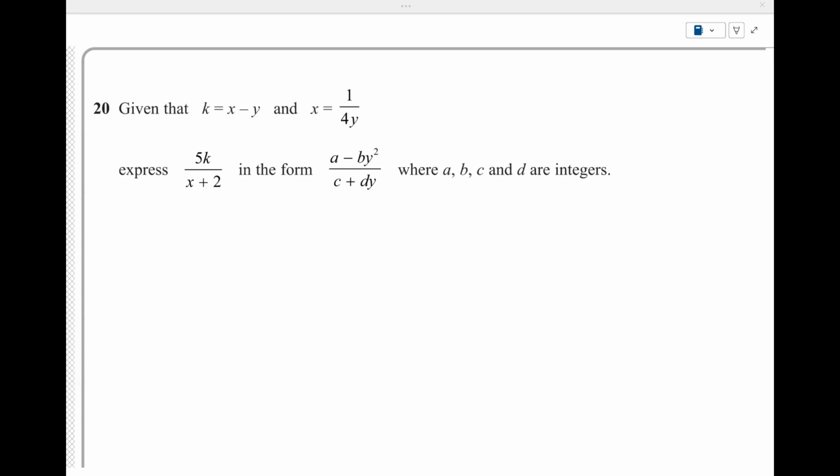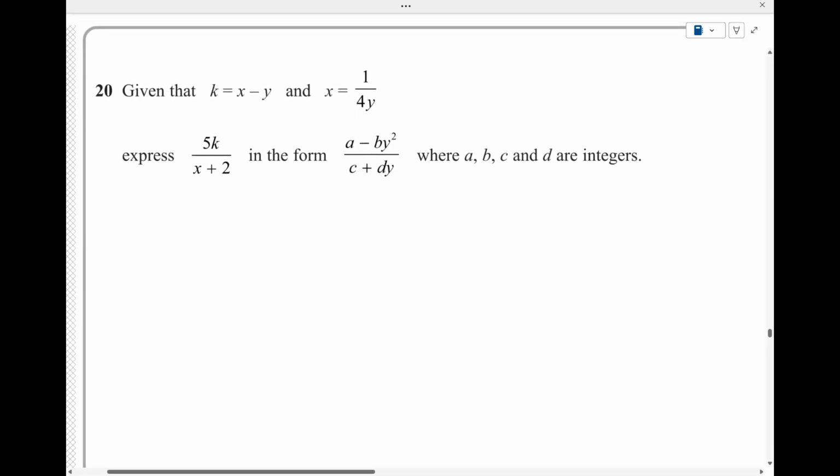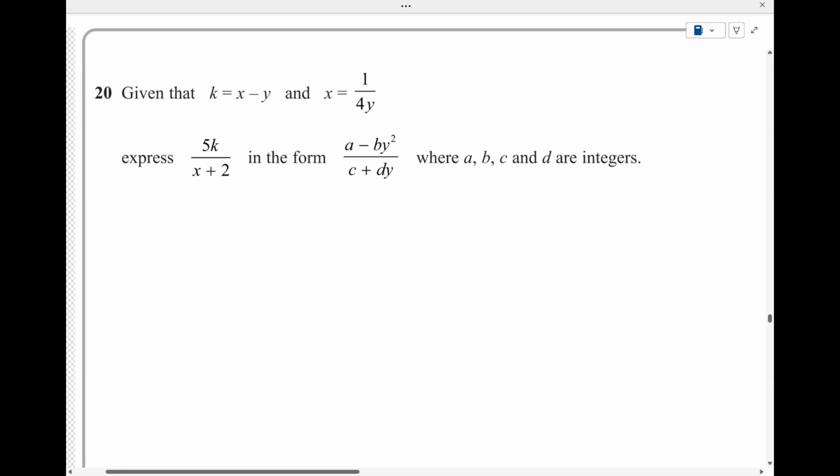Question 20 now, complex algebra. That's what this looks like to me. Let's have a look. I've got k in terms of x and y. There it is. And I'm told what x is in terms of y.